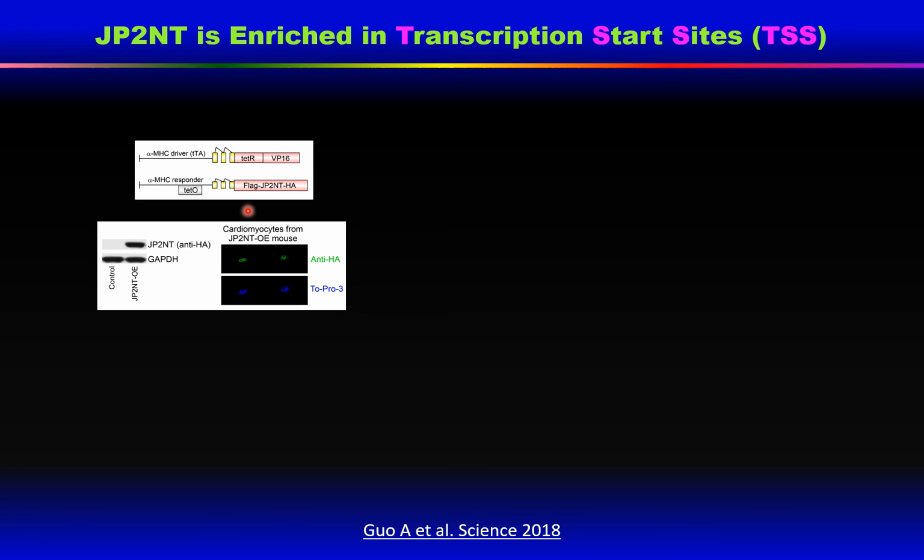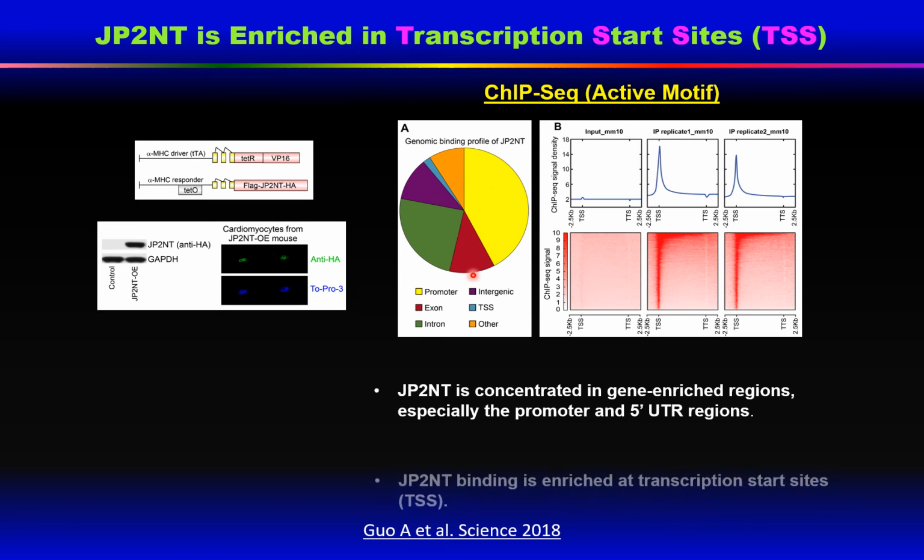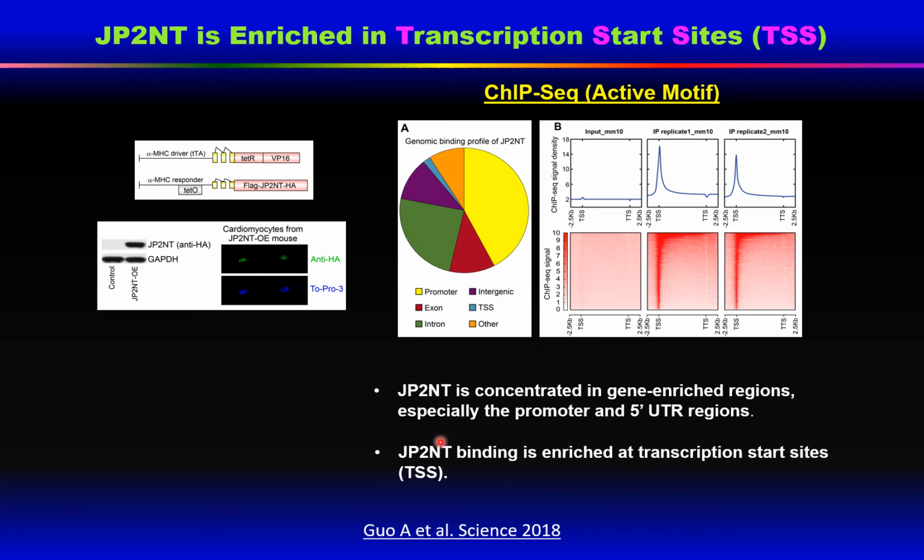Immunostaining confirms that JP2NT is predominantly localized in the nuclei of cardiomyocytes from transgenic mice. And the ChIP-seq analysis using the transgenic heart and the anti-HA antibody revealed that JP2NT is concentrated in the gene-enriched region, and especially in the promoter and 5' UTR regions, as shown here. And further analysis shows that JP2NT binding is enriched at transcription start sites.